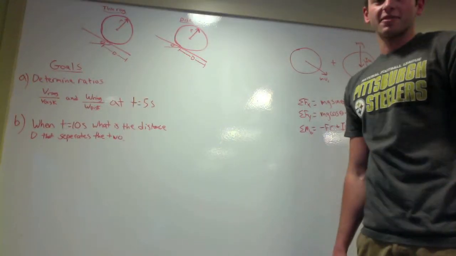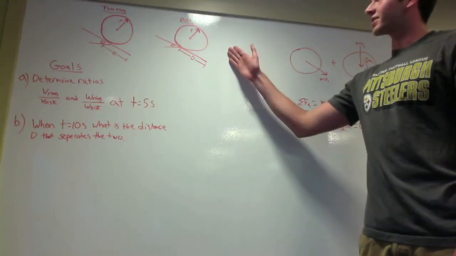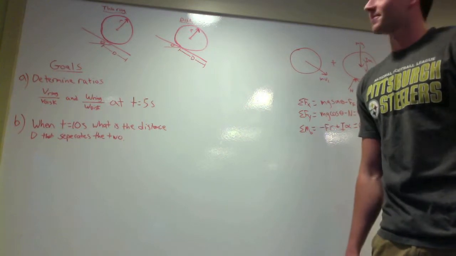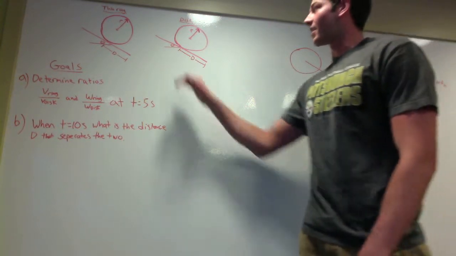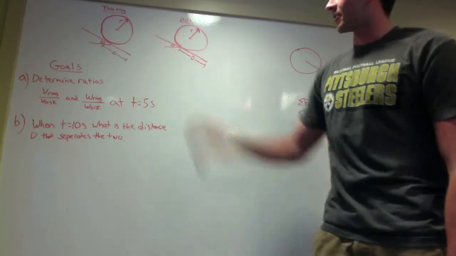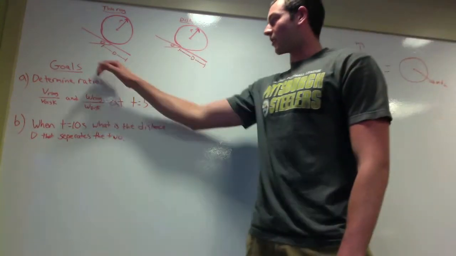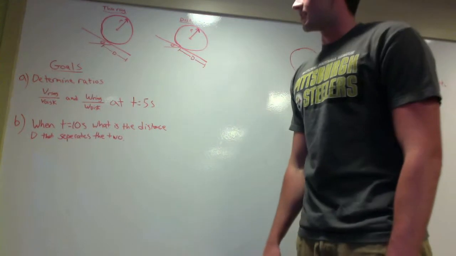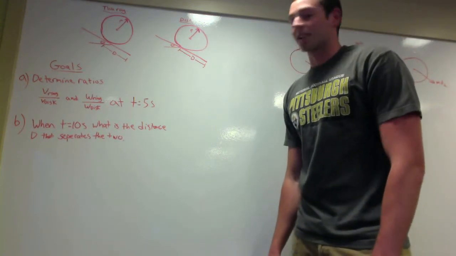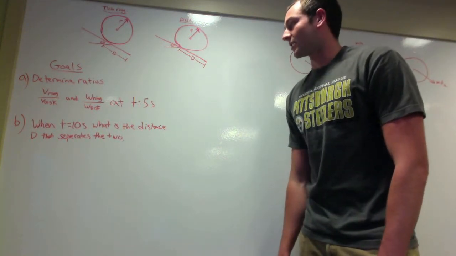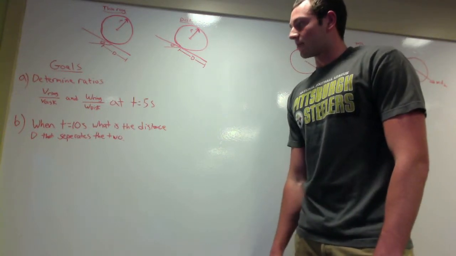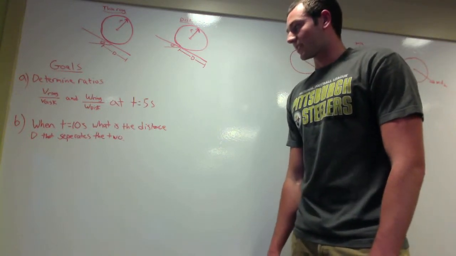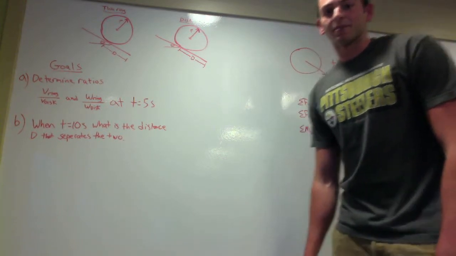For our project, we have a thin ring and a disc rolling down a plane. They have the same radius and mass, and the angle theta is located right there. Our goals are to determine the ratios of the velocity and the angular velocity at t equals 5 seconds, and also, when t equals 10 seconds, what is the distance d that separates the two?